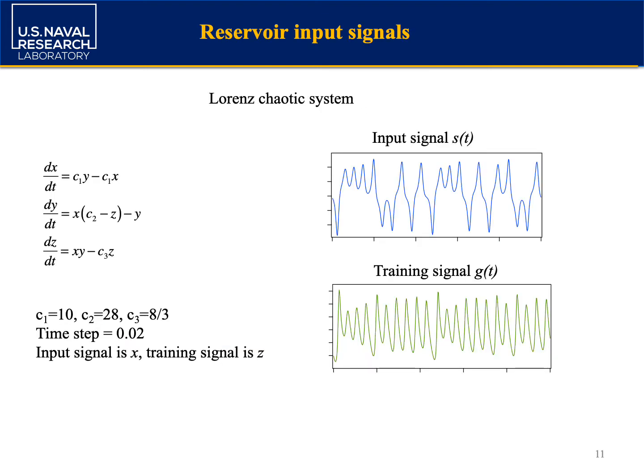So for an input signal, I'm going to use the Lorenz chaotic system. I'm going to take the X signal from the Lorenz system as my input signal, so it looks like this. And for the training signal, I'm going to use the Z signal from the Lorenz chaotic system.